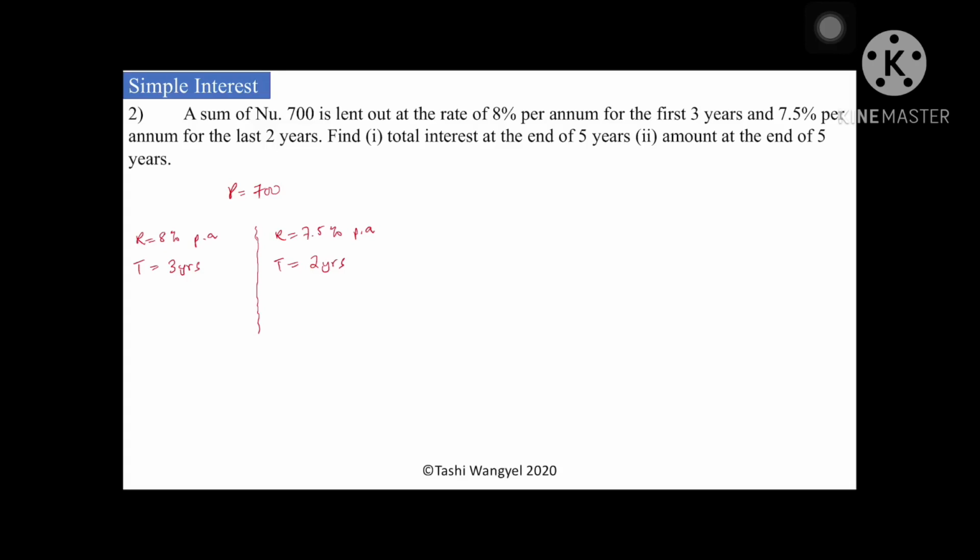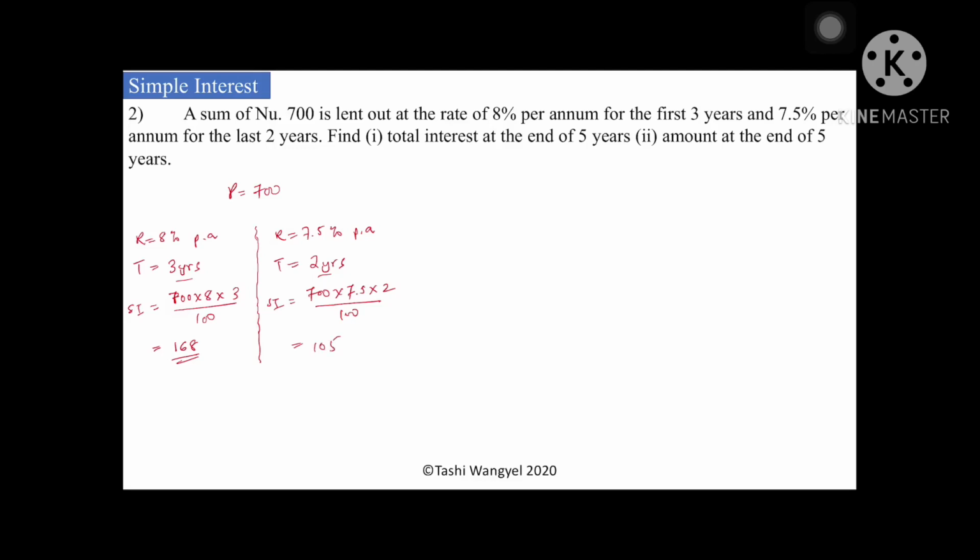The total interest at the end of 5 years, 3 years plus 2 years, is found using the interest formula PRT by 100. So for the first part, 700 into 8 into 3 years divided by 100, the interest is 168. The simple interest is PRT by 100.